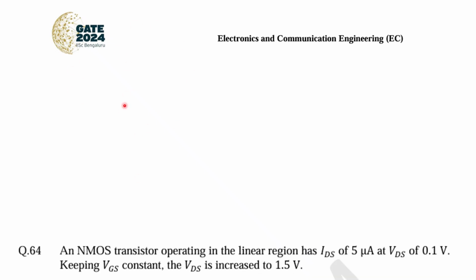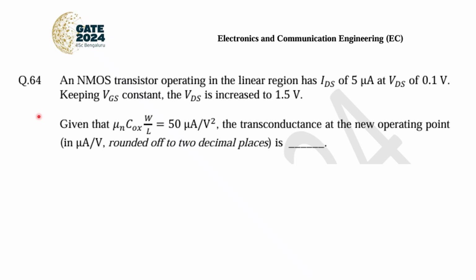First of all, this GATE 2024 has been organized by IISc Bangalore. So let's take question number 64. What is the question? An MOS transistor operating in the linear region has IDS of 5 microampere at VDS of 0.1 volt. Remember, whenever they talk about an MOS transistor, mostly they are talking about the enhancement type, right? And there are two regions, one is linear and one is saturation. So they are talking about the linear region, which means the channel is forming, but the complete channel has not formed, right?